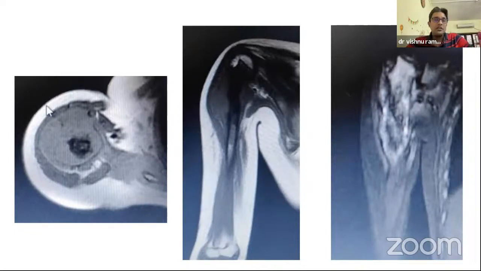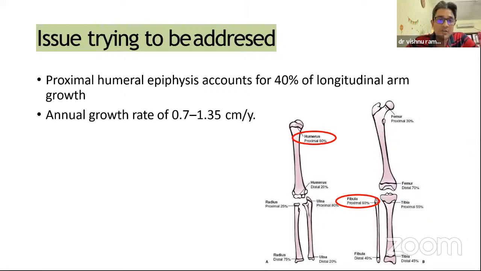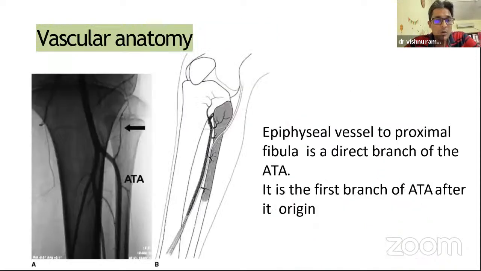Yes, sir. Next slide. So the issue that we are basically trying to address is the growth of the proximal humerus, which, as rightly pointed out, contributes to 80% of upper limb growth with an annual growth rate of around 0.7 to 1.3 centimeters. Next. So what we tried to do is replace the humerus with a fibula, which would subsequently grow as the child grows.